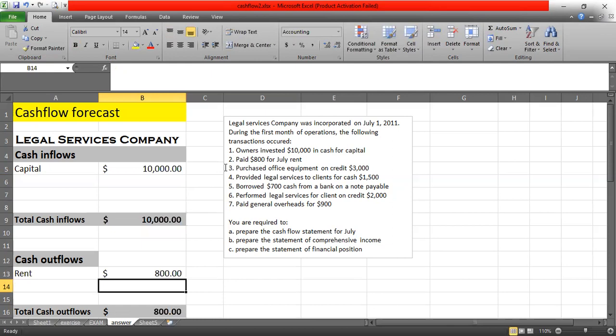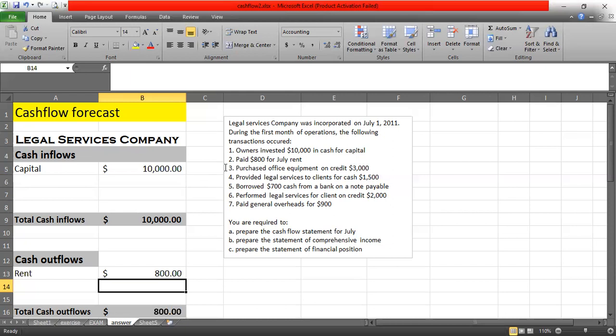Number 3, purchased office equipment on credit for $3,000. This transaction is on credit, so there is no money involved in this transaction. Therefore, we are not required to input this transaction into the cash flow forecast.